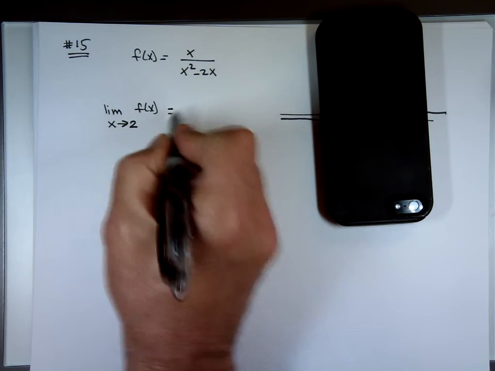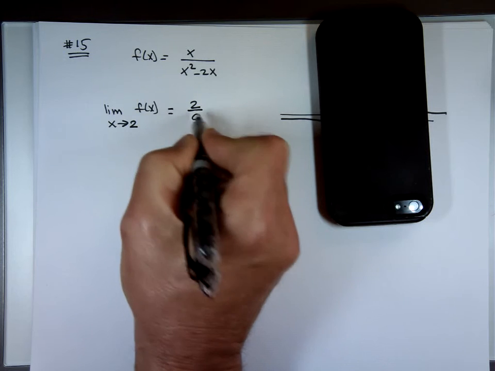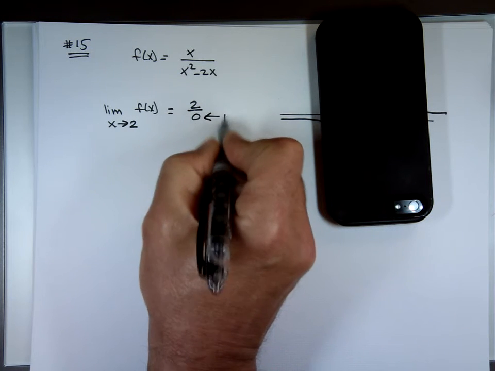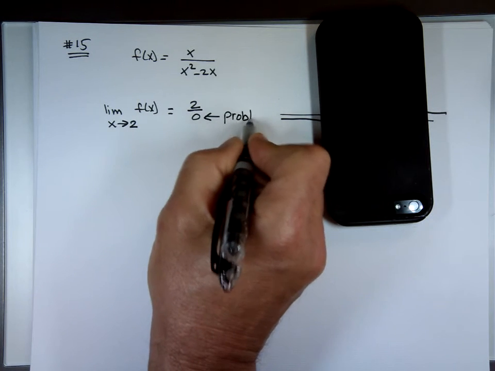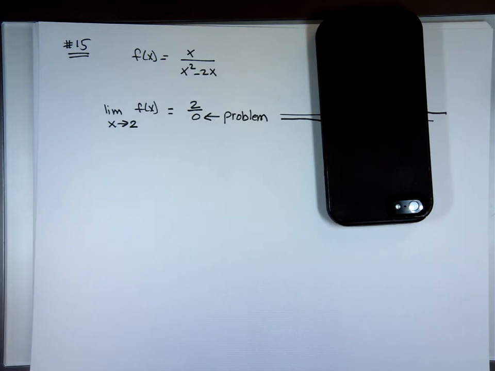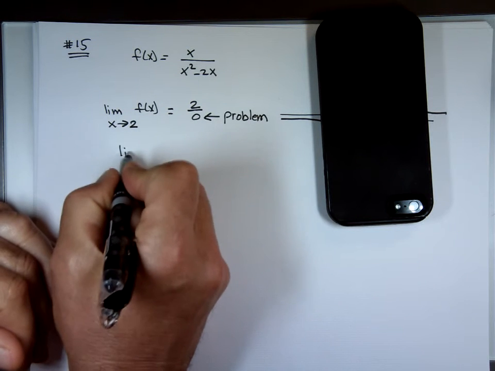0, isn't it? And when you have 0 on the bottom, we say you have a problem. So we're not going to accept that answer. Can I clean that? What can we do?